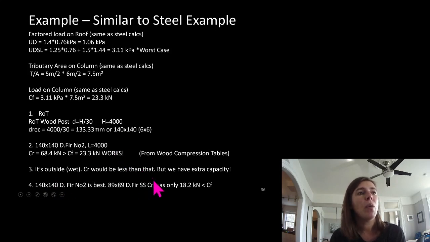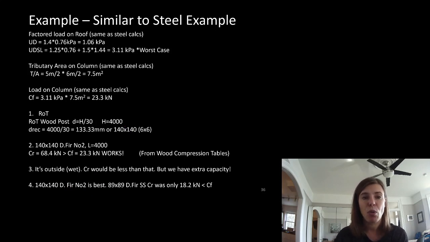They wanted to know if there was something we could get that was smaller. So we looked at an 89 by 89 Douglas fir select structural, but even not wet, the capacity was 18.2. It would be less than that because it's a wet condition, and that's less than our CF, so the reduced capacity is not greater than our factored load. So we couldn't use an 89 by 89. So it looks like the 140 by 140 Douglas fir number 2 is the best choice if they wanted to go with the wood option.